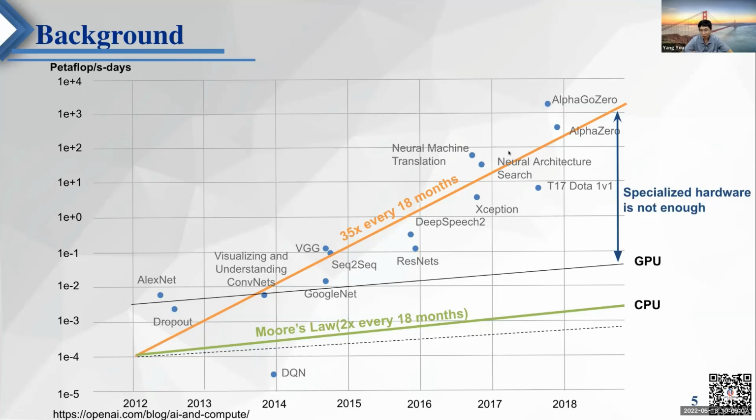According to OpenAI, the computational cost of our leading AI models can increase 35 times for every 18 months. However, the computational power of our chip only increases roughly 2 times for every 18 months. So there is a huge gap between demand and supply. That's a big concern, and this gap is becoming larger and larger in the next few years.